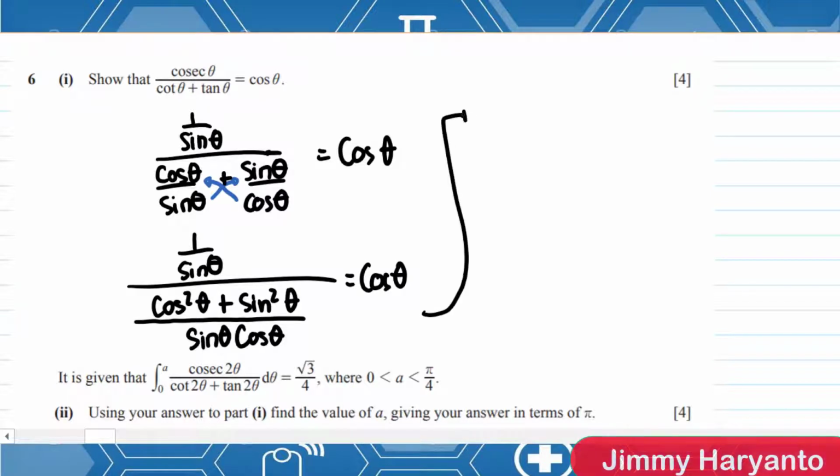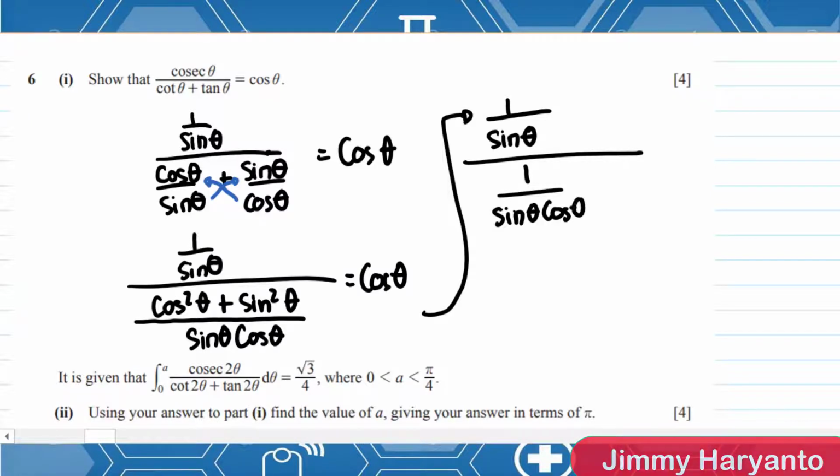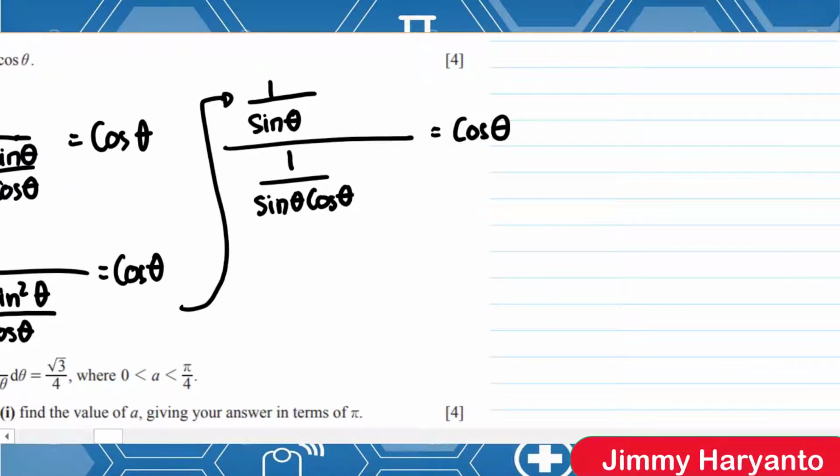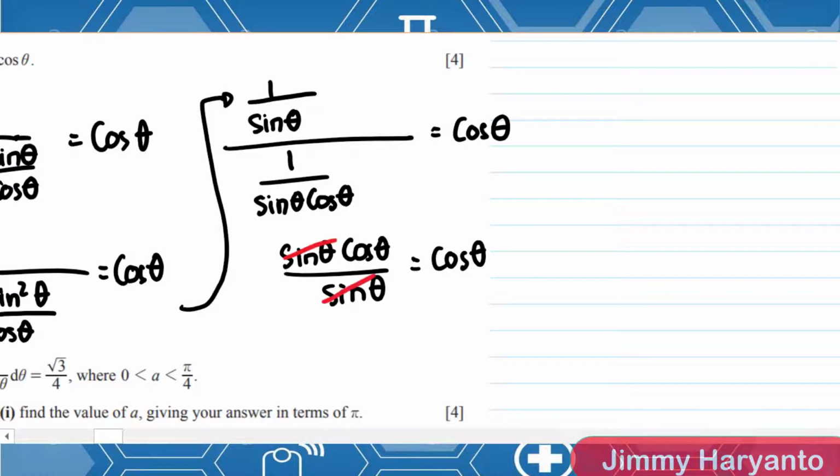We'll continue here. So it will be 1 over sin theta divided by cos square theta plus sin square theta. It's the identity, equals 1 over sin theta cos theta, equals cos theta. After this we can calculate the left side. It will be sin theta cos theta over sin theta equals cos theta. Simple algebra, so the sine will be gone. It will be cos theta equals cos theta. Proven.